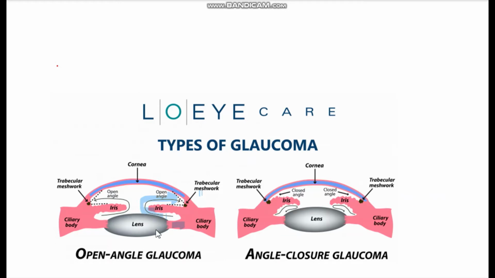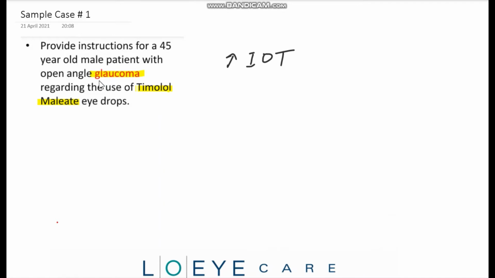The outflow is normal. And in angle closure glaucoma, there is an obstruction here at the level of the iris and the lens. There is a little area for the fluid to go, and that is why it starts building up over here. So that is angle closure glaucoma. The case we are dealing with is an open angle glaucoma, which means there is no obstruction, and you have to just take care of the secretion or the absorption, right?